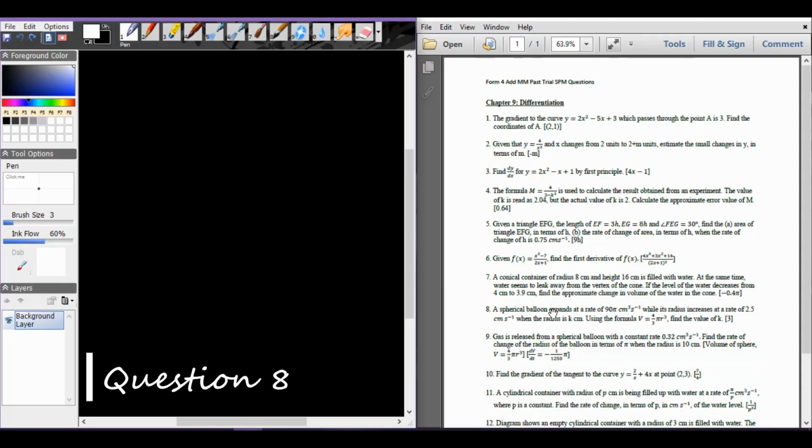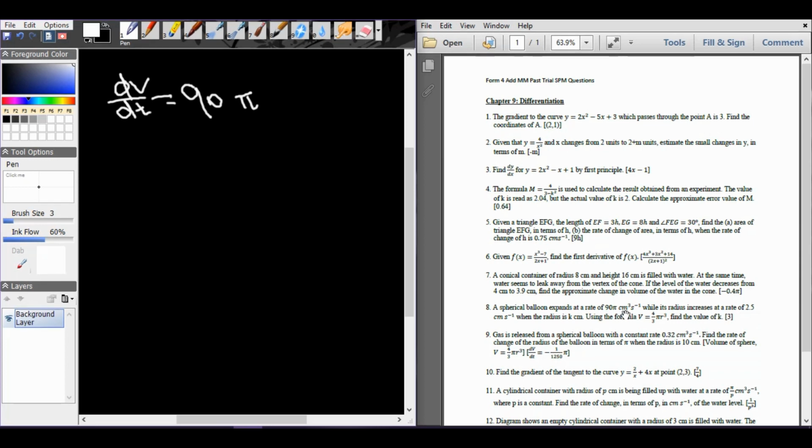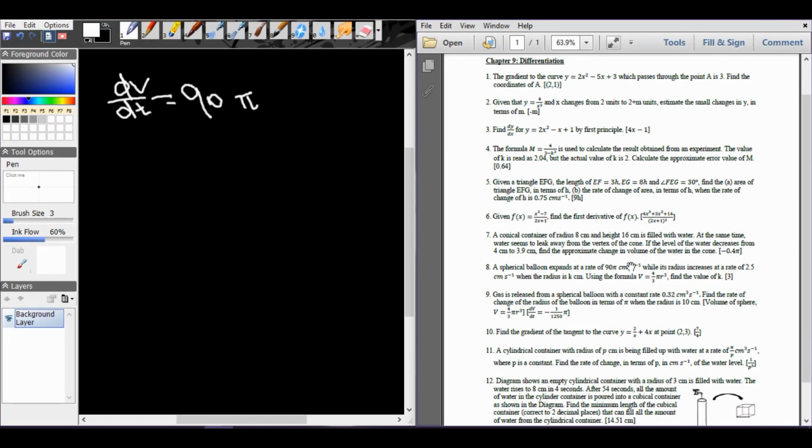Number 8. A spherical balloon expands at the rate of 90 pi cm cubed per second. So this is dV/dt equals 90 pi. Why do we know this is dV/dt, not dA/dt or dS/dt? We can identify it by the units here, because the unit is cm cubed. So this is volume, per second, so dt. While its radius increases at a rate of 2.5 cm per second. So this is dr/dt equals 2.5.